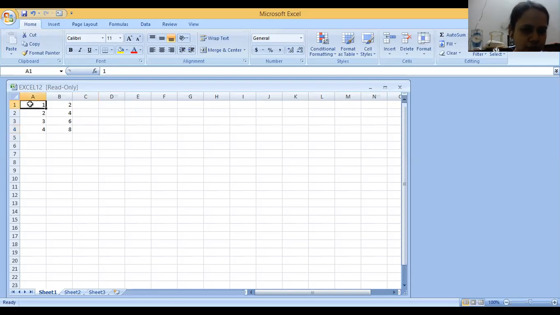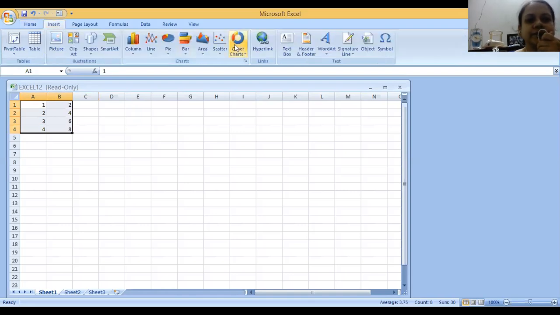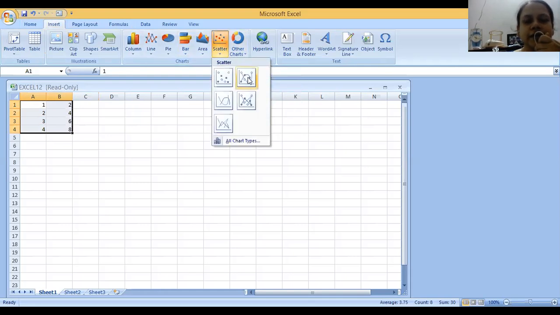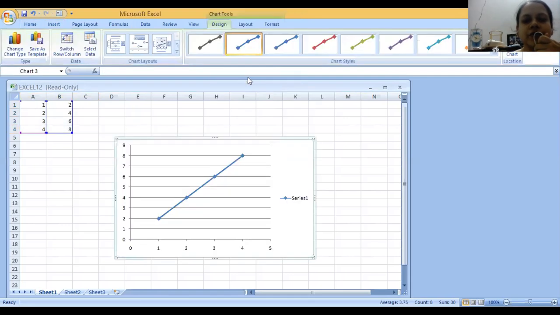So what we'll do is we'll select the data set, then we will go to insert, scatter, this option scatter with smooth lines and markers, and draw the graph. So we have a straight line graph for our data. Now it's very important to mark the columns.